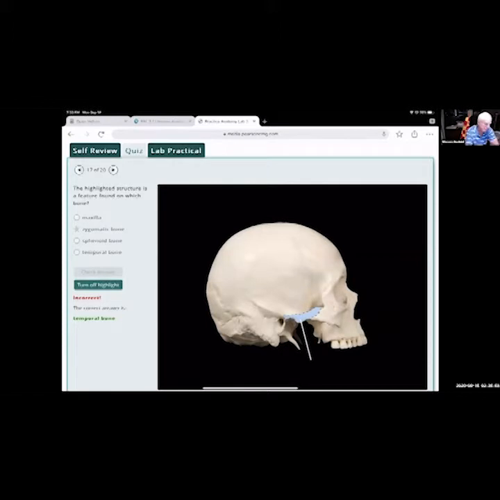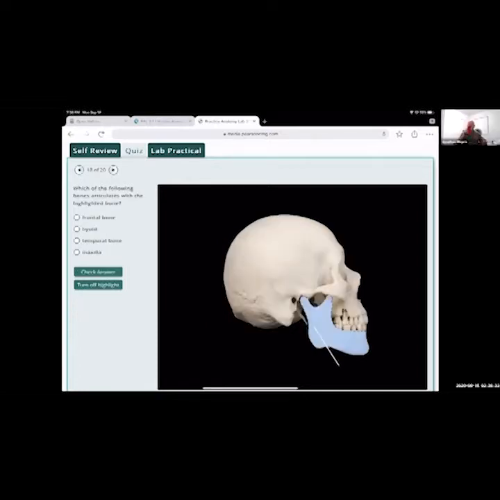The other side is the maxilla. The temporal bone forms the posterior arch. The maxilla forms the anterior arch of the zygomatic arch. Okay. So the maxilla forms the anterior part. The temporal bone forms the posterior part, and that makes up the zygomatic arch where those two come together. Okay. So that's your temporal bone. It's a feature found on which bone? If you highlight the front part of it, it'd be the maxillary bone for the zygomatic arch.